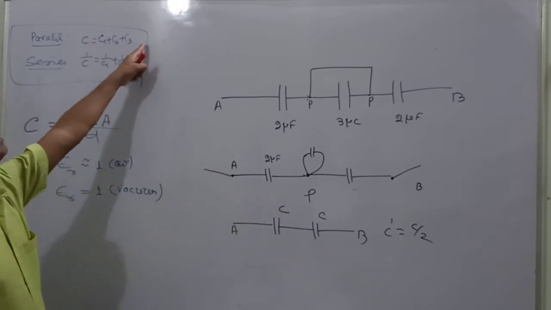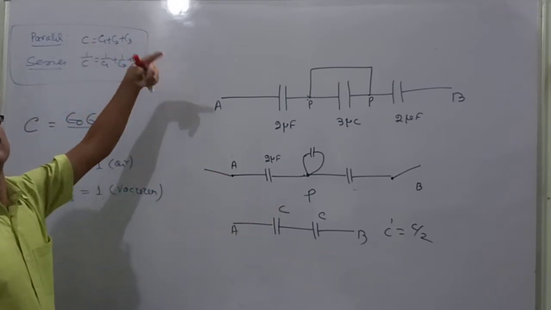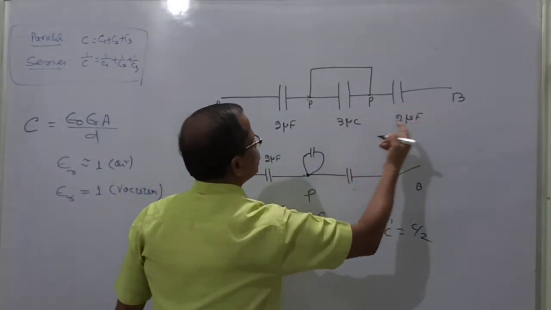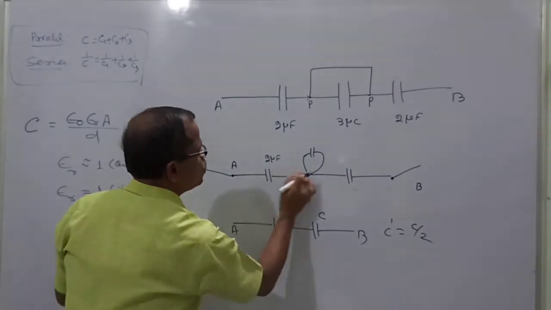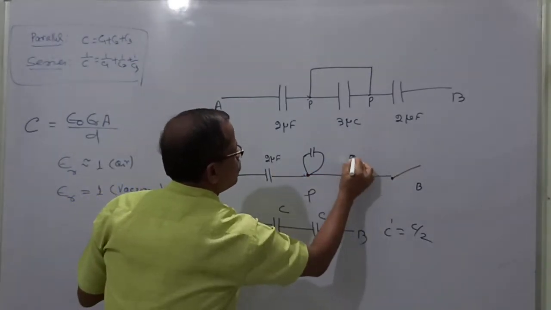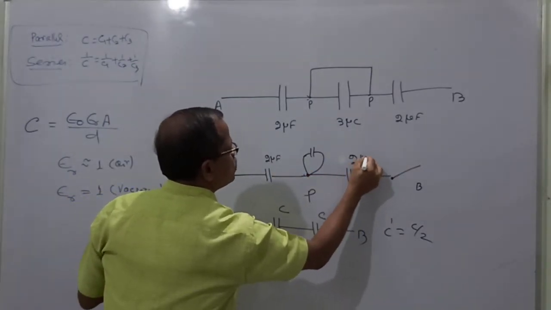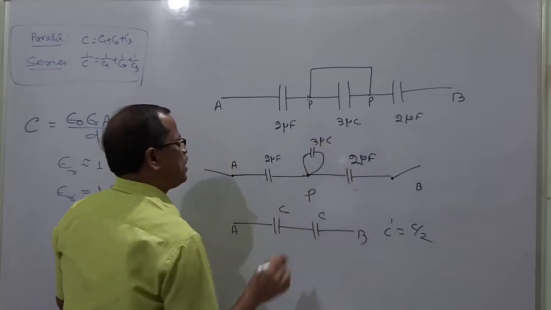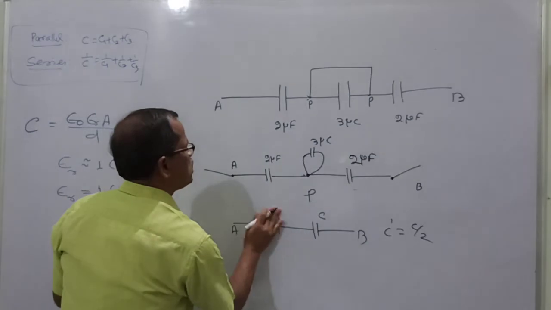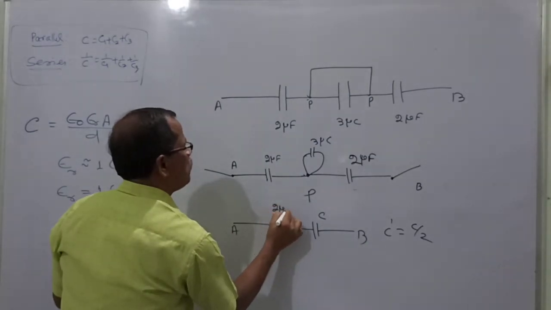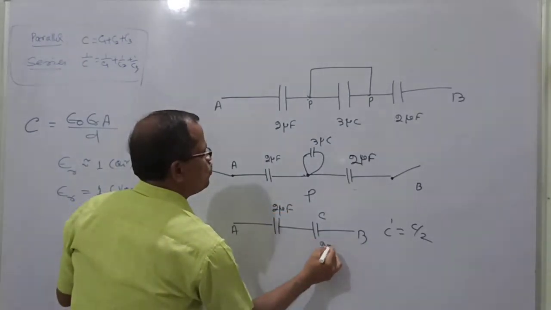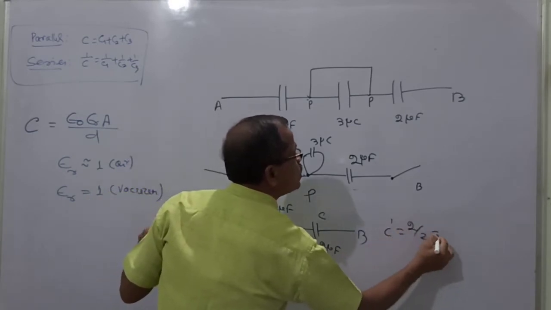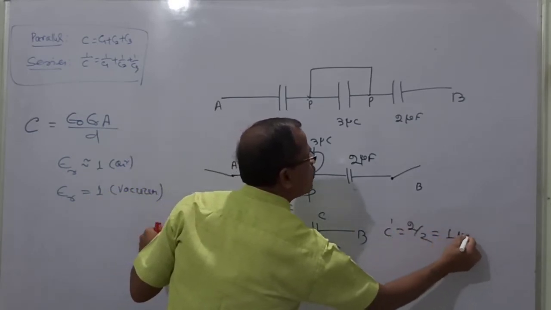If parallel, then there will be C plus C plus C, that is 3C. So the net capacitance of the combination of this is 2 microfarad, and this is 2 microfarad. This is 3 microfarad, so 3 microfarad has no meaning. This capacitance was given as 2 microfarad, so the combination is equal to 2 by 2, which is equal to 1 microfarad.